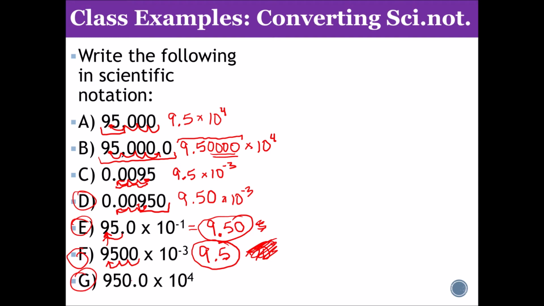In this one, 950.0 times 10 to the 4th. 1, 2, 3, 4. Fill in those empty spaces with zeros.